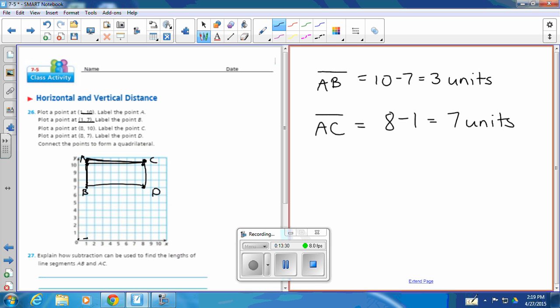Then if we wanted to take it further, we can now find the area of that rectangle and all that. So tonight for Think Central, there's 16 questions. Some of them are just plotting points. Some of them are having a point and you tell me the ordered pair. And then there's some like this where you're finding the segments, the length of the segments.